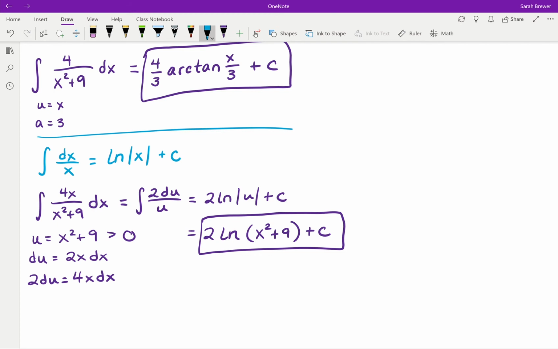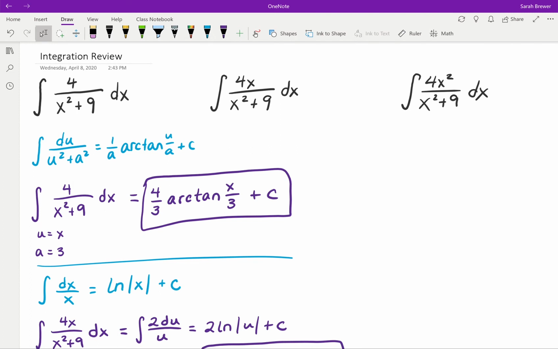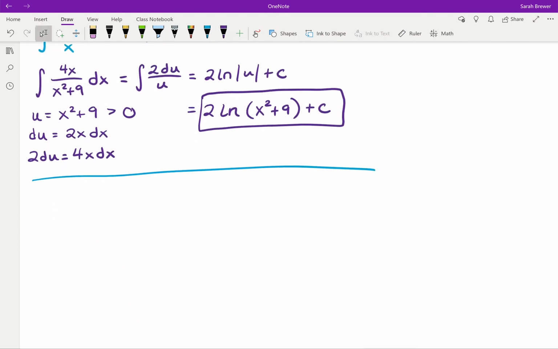All right, there are no special integration techniques required in order to compute this last one, but there is a little trick, and so I'm going to show you what that little trick is. So we have the integral of 4x squared over x squared plus 9 dx. Now, if you attempted this on your own before, maybe you tried to do a u-substitution and found that it just didn't work. And so what we're actually going to do here is a little algebra trick.